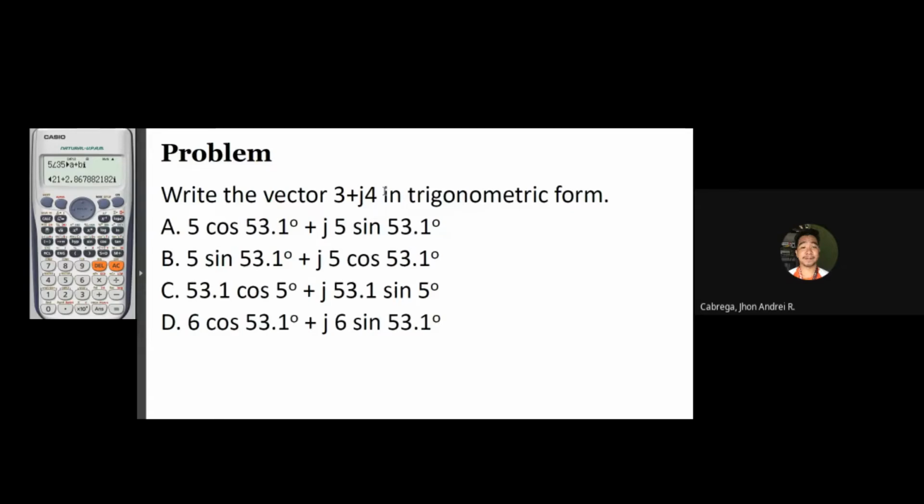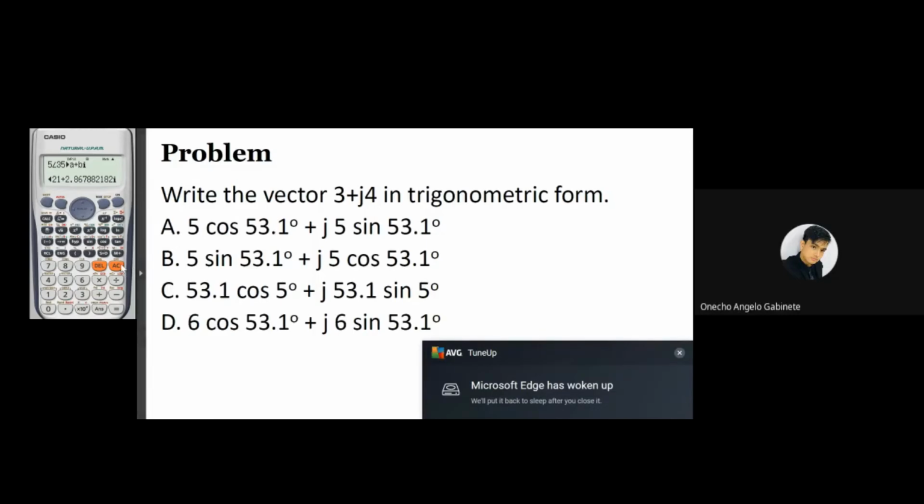Ito, sir, letter A po. Ano yung trigonometric form natin? Yung r cosine theta plus j r sin theta po. Yes, very good. So, anong kailangan ko? Kailangan ko ng r, kailangan ko ng theta from 3 plus j4.